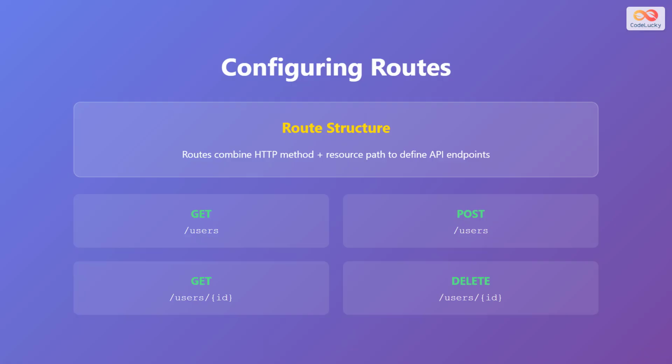Routes are the building blocks of your API. Each route combines an HTTP method with a resource path to define a specific endpoint. For example, a GET request to /users would retrieve a list of users, while a POST request to the same path would create a new user. You can also use path parameters like /users/{id} to handle specific resources. A GET request to this path would retrieve a single user, while a DELETE request would remove that user.